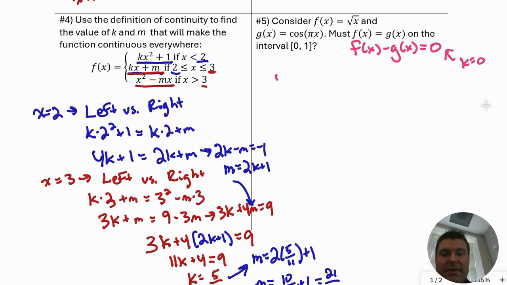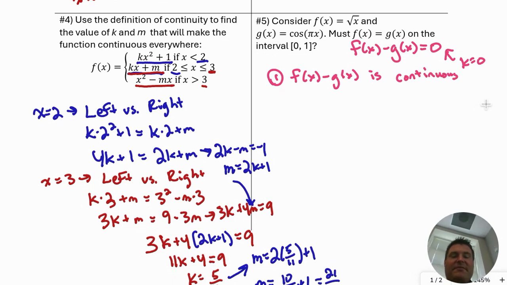So I've got to go through several steps here. First step is that we have f of x minus g of x is continuous. Now, how do I know that? Well, if I have two continuous functions and I add or subtract them, we're going to have continuous functions. So square root of x is continuous on its domain. Cosine of pi x is a periodic function, and that's going to be continuous as well. So this is continuous on 0 to 1.